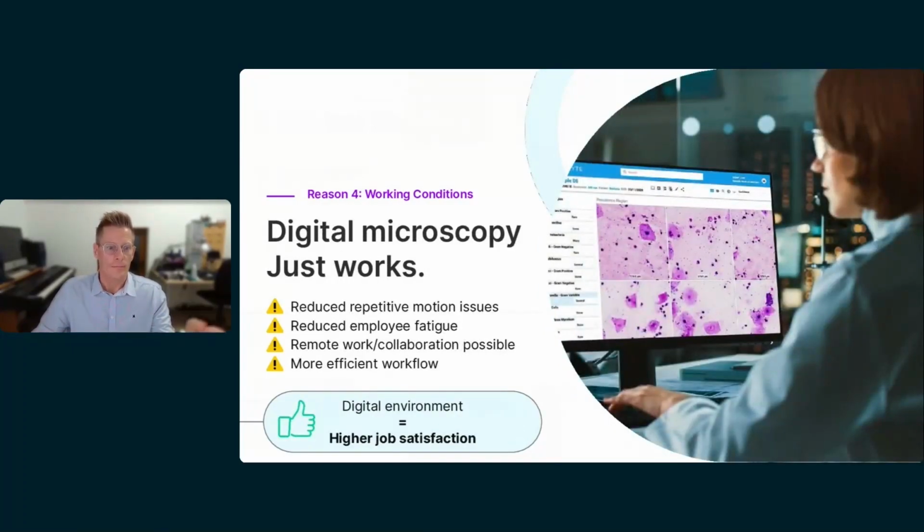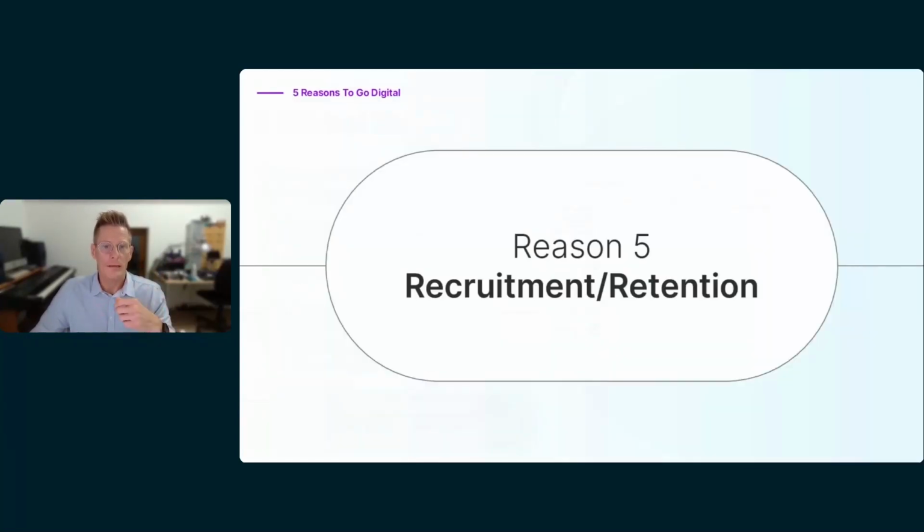It just works. You get rid of the complications due to the microscope, and the migraines that are reported when people use the microscopes disappear, and it becomes a more attractive work environment. Which leads me to reason number 5, being recruitment and retention.